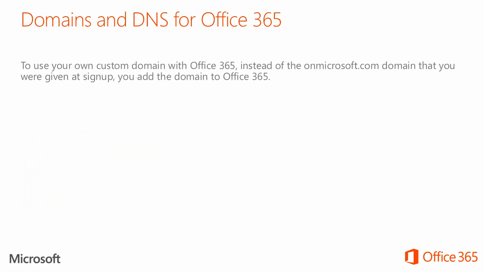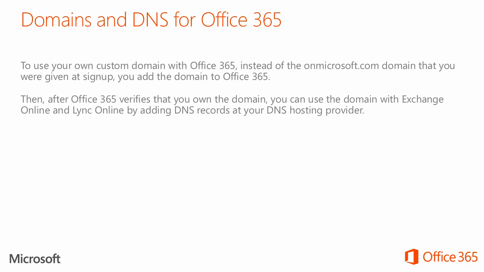To use your own custom domain with Office 365, instead of the onmicrosoft.com domain that you were given at sign-up, you add the domain to Office 365. Then, after Office 365 verifies that you own the domain, you can use the domain with Exchange Online and Lync Online by adding DNS records at your DNS hosting provider.